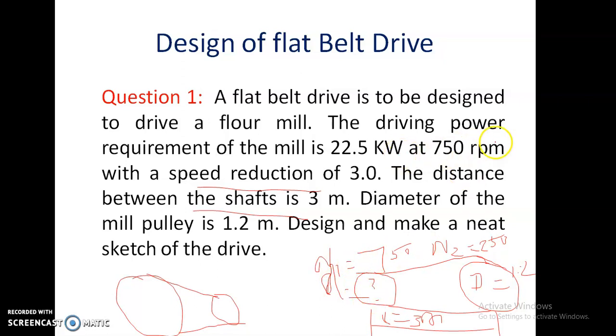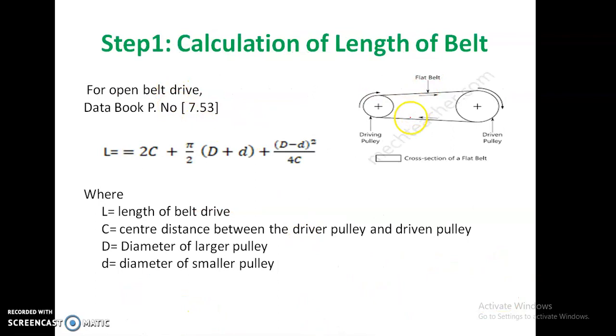So N1 is 750 rpm and N2 is 250 rpm, the diameter of larger pulley is 1.2 meter and the distance between the shafts is 3 meter. We have to design the flat belt drive. We will consider this as an open belt drive. In the open belt drive, first we have to design the length of belt. Step 1, length of belt.